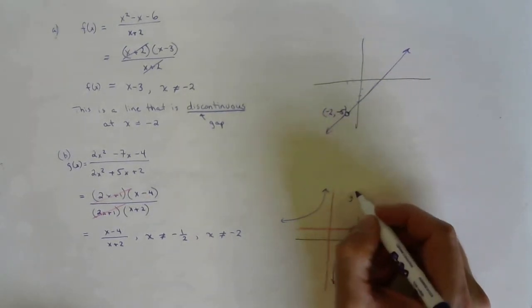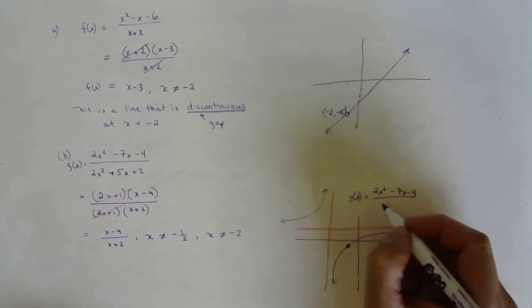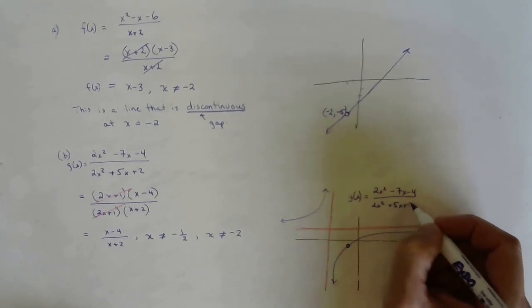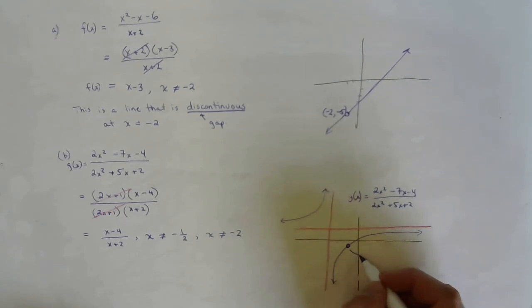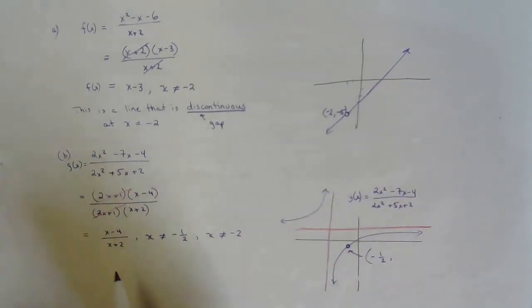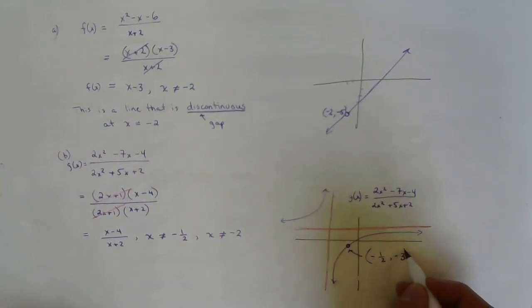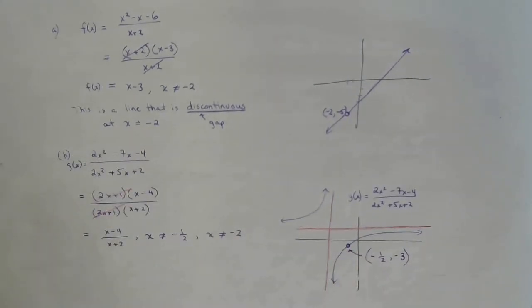So the function represented here is g of x equals 2x squared minus 7x minus 4 over 2x squared plus 5x plus 2. And we have a gap here at negative 1/2. The value of the function at negative 1/2: you'd put negative 1/2 in for x, and you'd find out that the point is negative 1/2, negative 3. So it's a special case because it reduced to a rational function of this form. One of the factors of x canceled out, and so it only has one vertical asymptote, but it has a gap at the restriction that got canceled out.